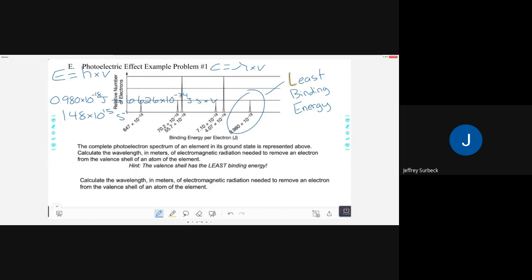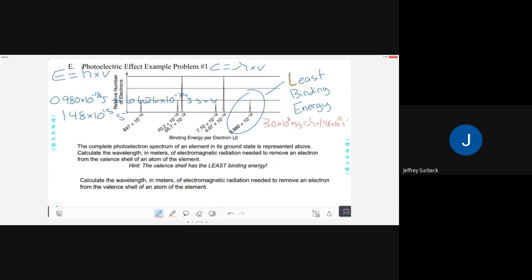Speed of light is what? Very good. Speed of light is 3 times 10 to the 8 meters per second equals our wavelength, which we don't know yet, times what we just found in our frequency, 1.48 times 10 to the positive 15th inverse seconds.